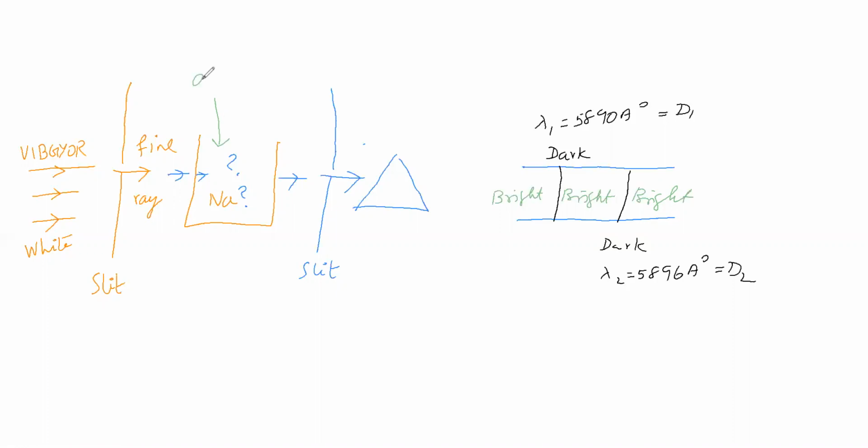Experimentally, what is taken is an aqueous solution of sodium chloride. In this vessel, an aqueous solution of sodium chloride is taken. Why is it so? We have to discuss that later. The experiment says that we have to take an aqueous solution of sodium chloride in this vessel.